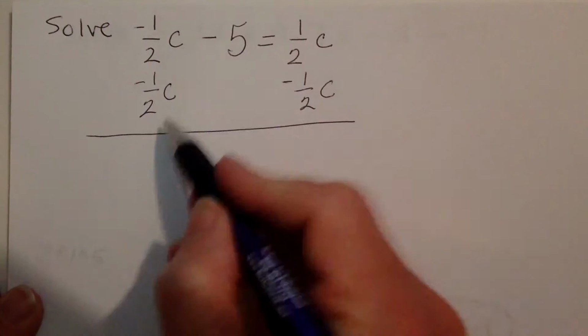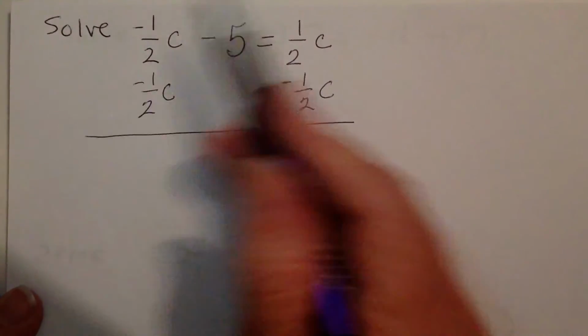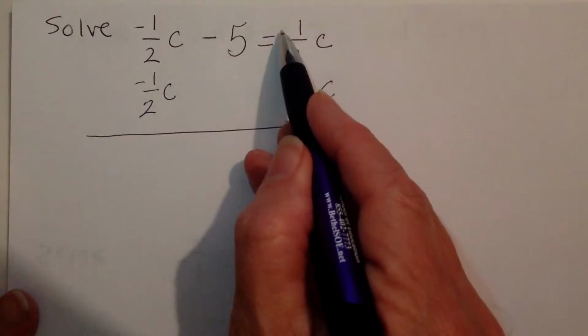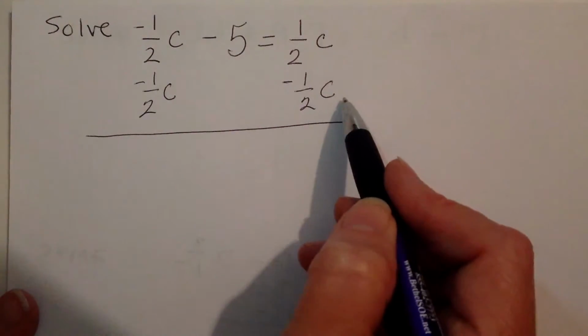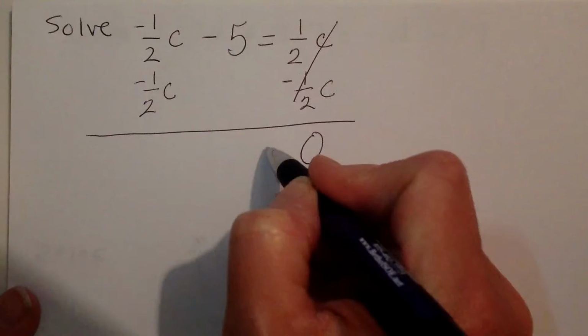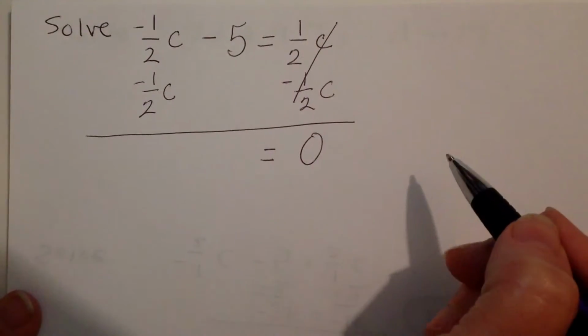I always get my variable on the left-hand side. I move the variable from the right-hand side every time. This was positive 1/2, so I subtracted 1/2 c from both sides. These cancel, leaving 0. Bring down your equal sign.